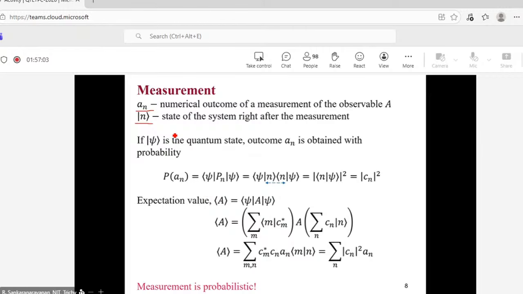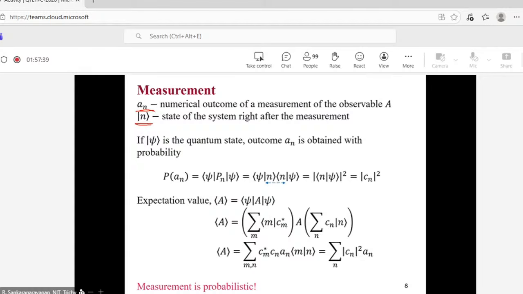You have an observable A, right? Now let's say that the quantum state of a system is given by psi. Now you want to measure the observable A when the system is in the state psi. So when you make a measurement, you will get some outcome. The set of outcomes are nothing but the eigenvalues. And the states ket n are nothing but the state of the system after the measurement.